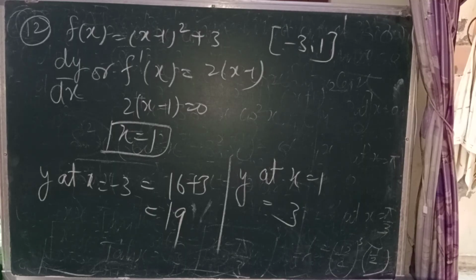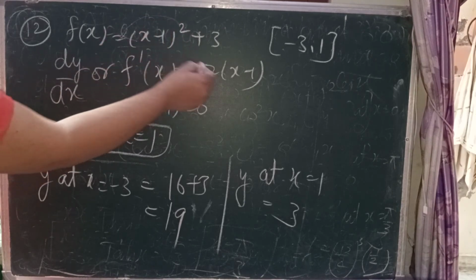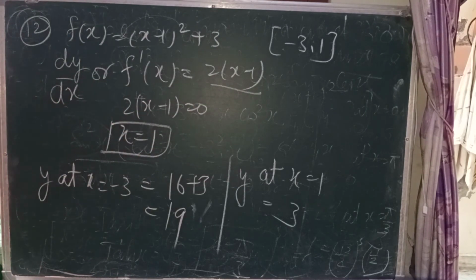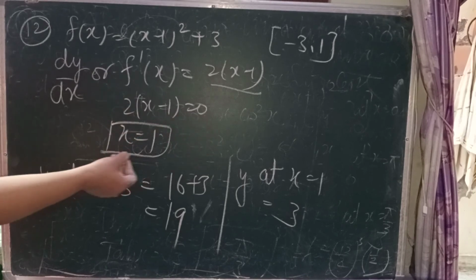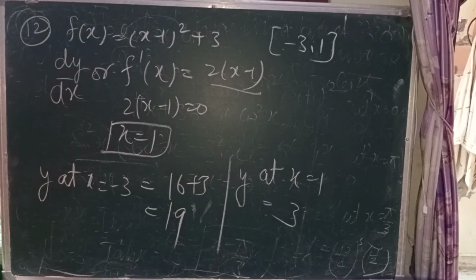Here it's done. Question number 12, the function was given as x minus 1 whole square plus 3. First of all we have differentiated. We can write dy over dx or f dash x. Then it will be 2 into x minus 1. The next step is for critical values we have to keep it equal to 0. So here I got x equal to 1 and the closed interval was given minus 3 to 1.